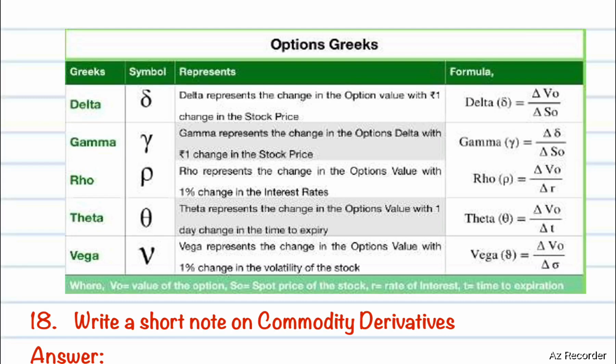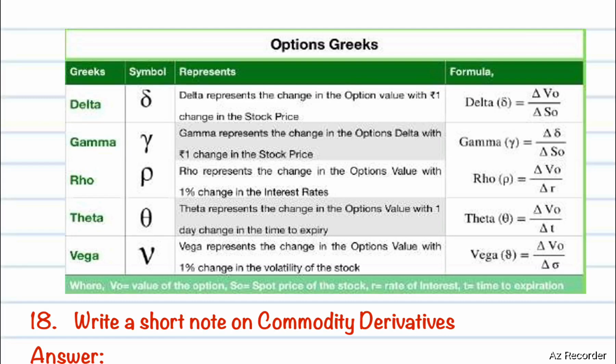Gamma. Gamma represents the change in option's delta with 1 rupee change in the stock price. Gamma equals change in delta divided by change in S0, the stock price. Rho. Rho represents changes in option value with 1% change in interest rates. Rho equals change in V0 divided by change in R.